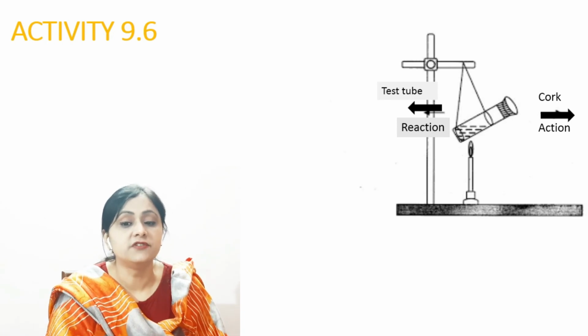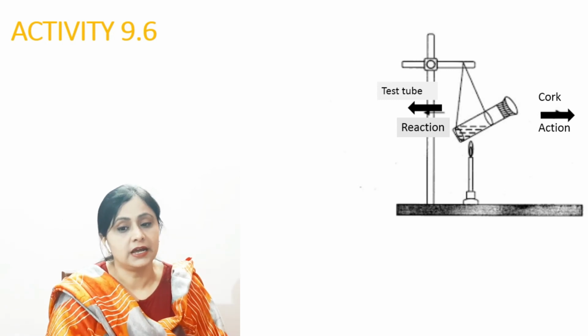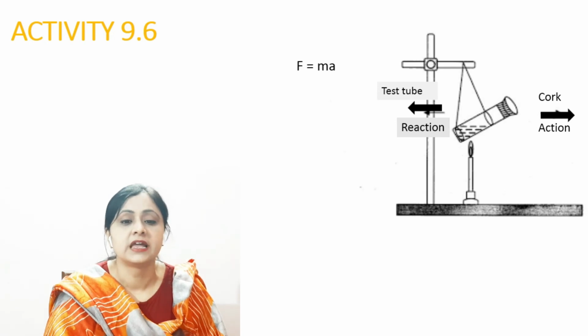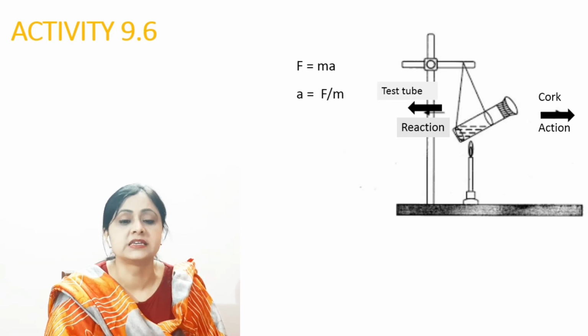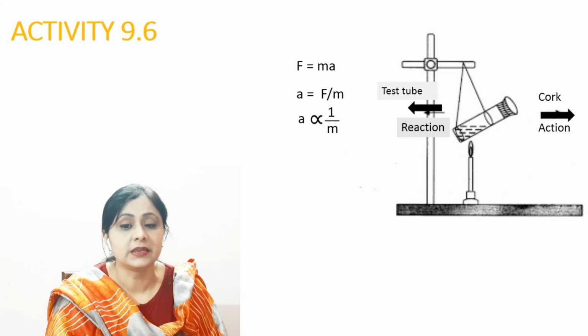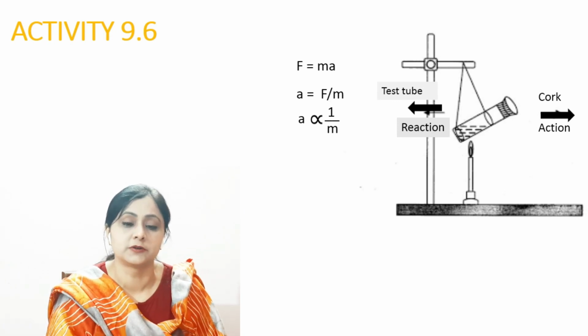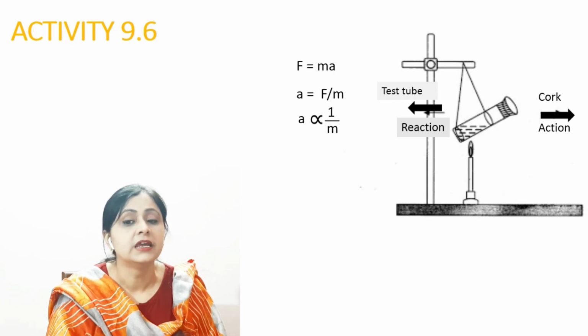But tell me, in which case will you see more movement, in the cork or in the test tube? Again, with the help of the same reason, according to Newton's second law of motion, F = ma. It means a = F/m. Acceleration is inversely proportional to mass. Now tell me, in which will more acceleration be produced? In the cork or in the test tube? In the cork, acceleration will be more. Why? Because its mass is less. And in the test tube, mass is more, due to which acceleration will be less.